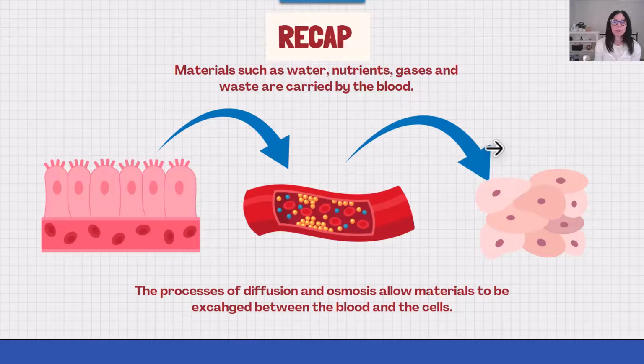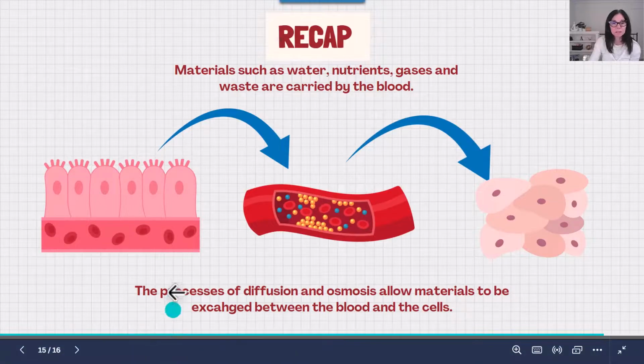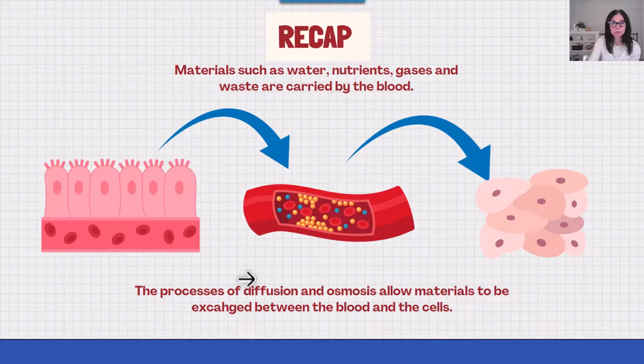So let's recap. Materials such as water, nutrients, gases, and waste are carried by the blood, and these processes of diffusion and osmosis are what allow the materials to be exchanged between the blood and the cells. So one example of this happening is when the nutrients leave the inside of the small intestines and they go through the process of diffusion. They get into the bloodstream. The blood goes through the blood vessels and carries it to the cells and the tissues that need it, which is all of them.